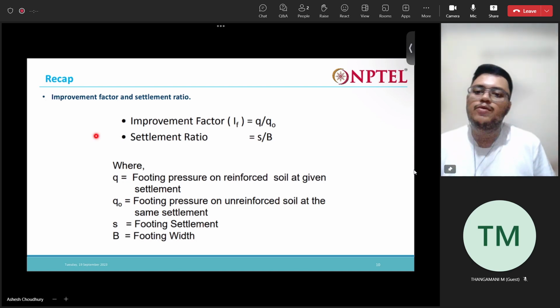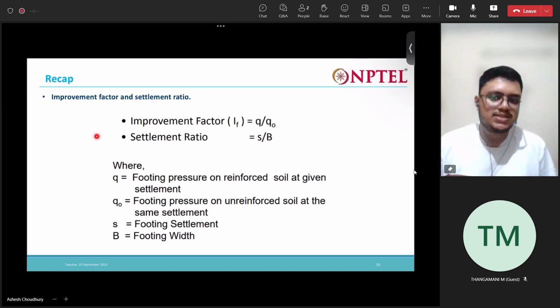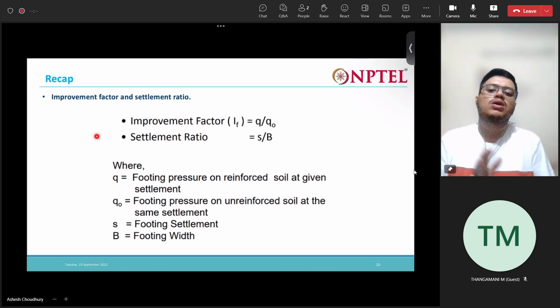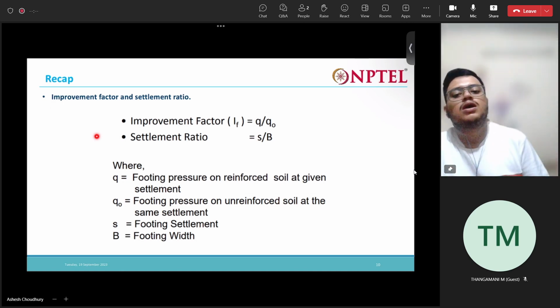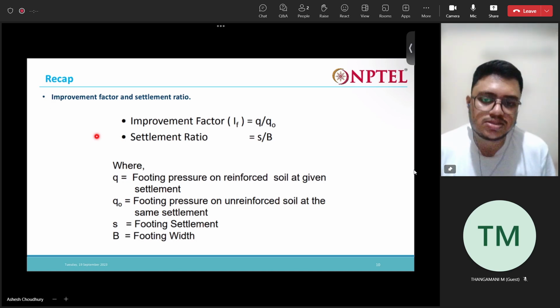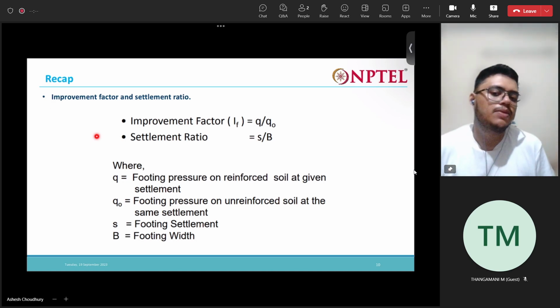Then we have the improvement factor and settlement ratio. So what is the improvement factor? Improvement factor is nothing but the pressure on reinforced soil divided by the pressure on unreinforced soil. Why is it called the improvement factor? Because when we reinforce the soil, the pressure that we get will be higher than that of the unreinforced soil. So this improvement factor should obviously be greater than 1. Now what is the settlement ratio? Settlement ratio is again a dimensionless quantity, a ratio of the settlement to the width.